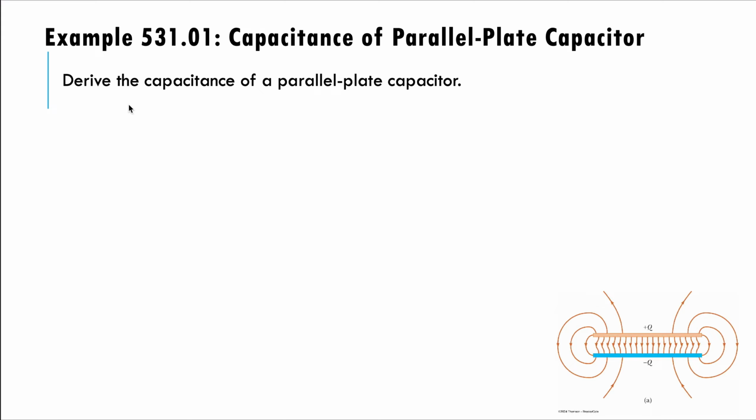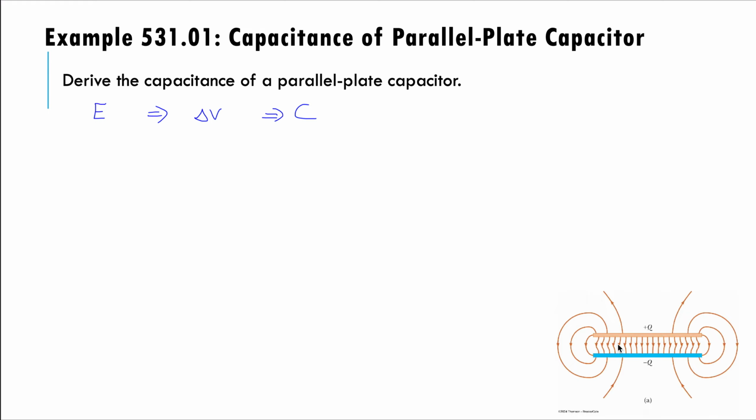So we know that capacitance is charge per voltage, and we know that voltage depends on electric field. So the first thing to find the capacitance is we need to find the electric field. Then we're going to find the potential difference between the plates, and then we can find the capacitance. So let's start with the electric field.